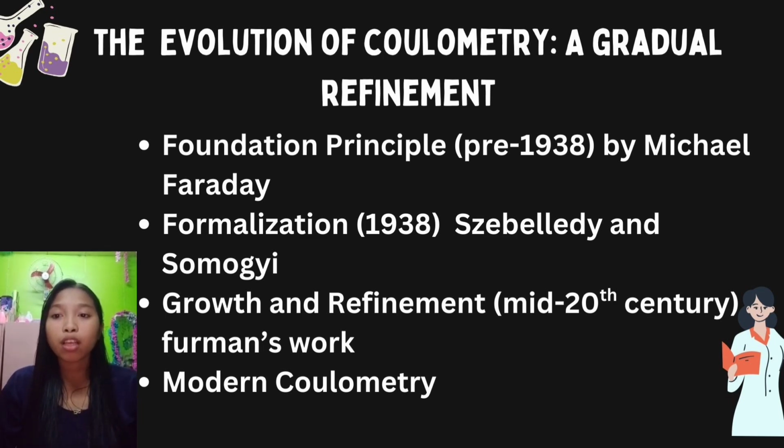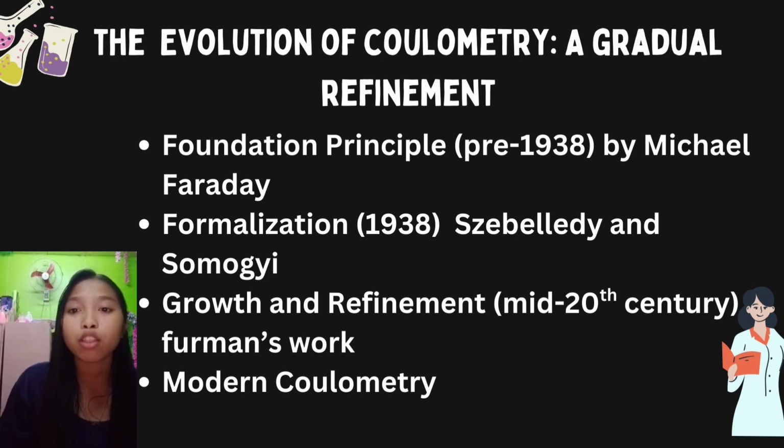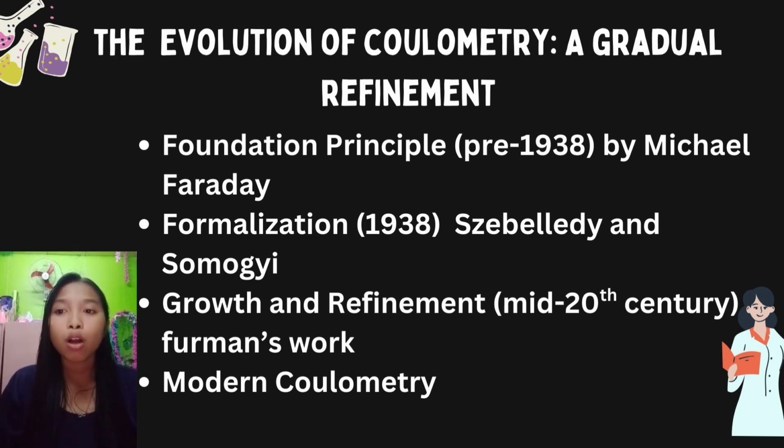So for the formalization of the term, the term colorimetry itself was introduced in 1938 by the Hungarian chemists Laszlo and Zoltan. Their work formalized the technique and helped establish it as a distinct analytical method. So for the growth and refinement in the mid-20th century, colorimetric methods saw widespread use.